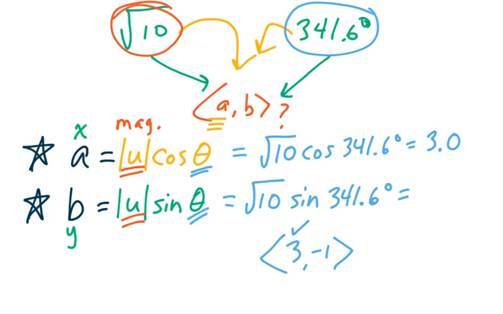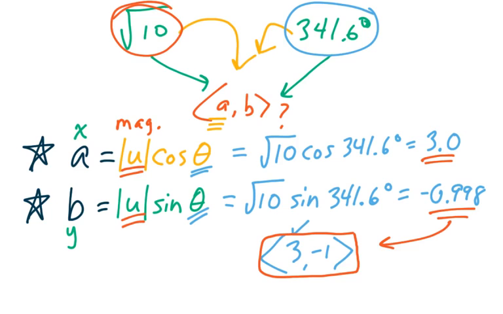Let's try the b value. Let's do 341.6. Let's take the sine of it and multiply by the magnitude, which was root 10. And I get basically -0.998, which if I take both of those and basically round them, I get this.